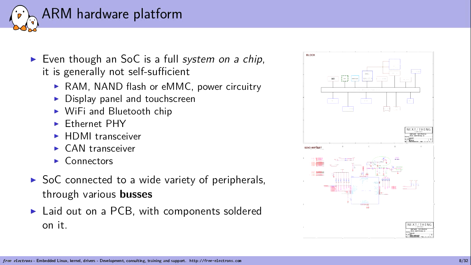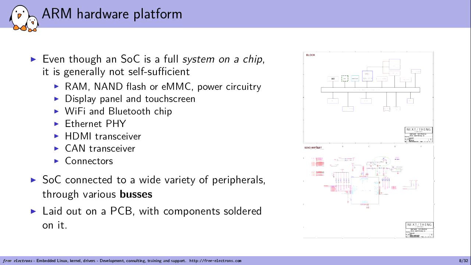So that was the third step. And the last step to bring you an actual useful system is what I would call the hardware platform. Even though an SoC is a system on chip, it's actually not self-sufficient. It needs additional things around it. Most of the time, you need at least RAM. You need some storage, NAND flash or eMMC or other types of storage.